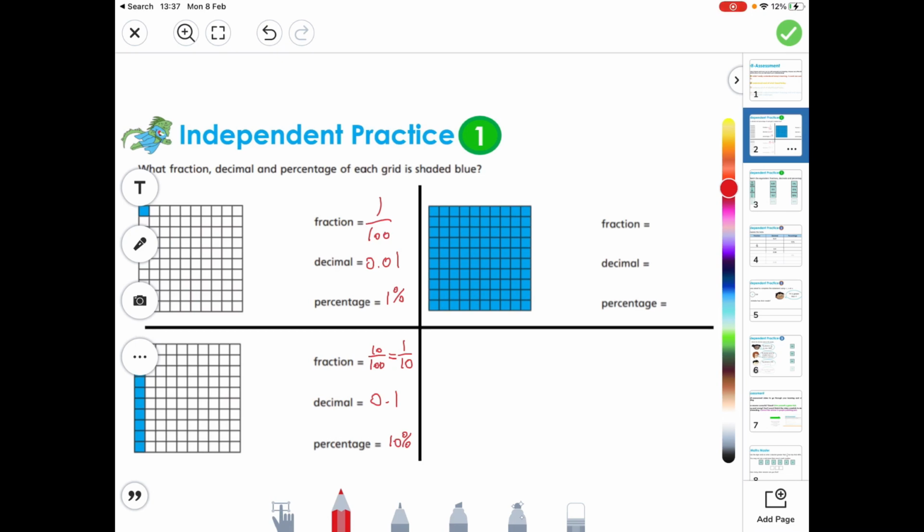Okay, on the top right, we can see that all 100 out of 100 is shaded, and 100 over 100 as a decimal is simply the number 1, or 1 whole, and the percentage is 100%.